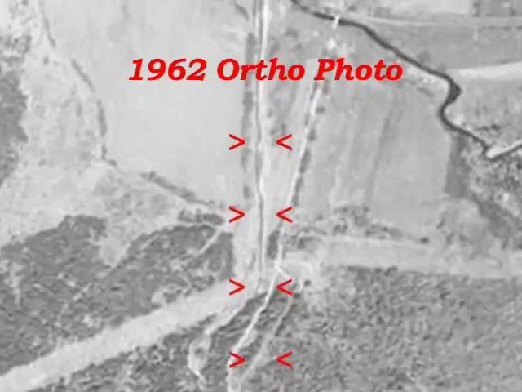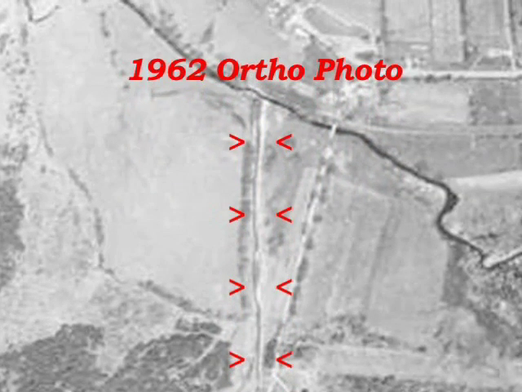1942 orthophoto shows this as a meandering stream. When we look at the 1962 orthophoto, we can see that the river was straightened and bermed. By removing this berm, we are allowing the river to regain floodplain access, which will allow it to meander over time.